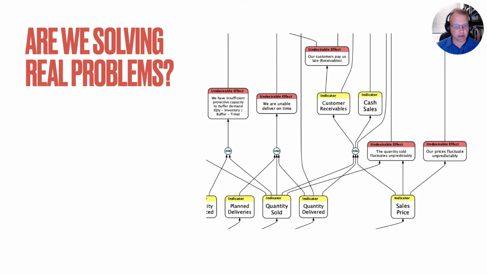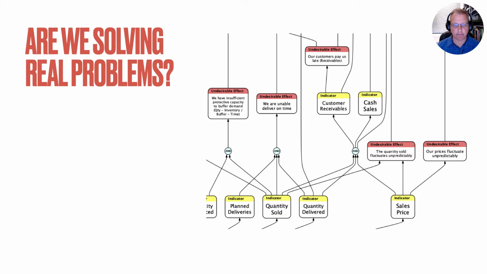We may need to talk with somebody to figure out what this means, to understand a little bit better about what this means. Because as an IT person, these aren't words that I'm familiar with, just like the business isn't familiar with the words we frequently use. But some of these are pretty straightforward. We're unable to deliver on time. Our customers pay us late. The quantity sold fluctuates unpredictably, and our prices fluctuate unpredictably.